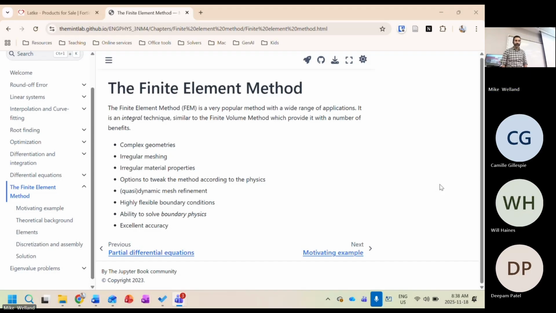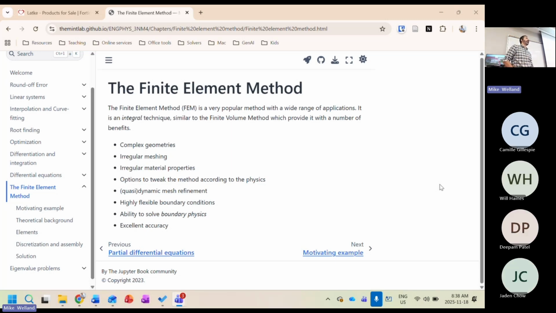All right. FEM, super popular for a wide range of applications. It's an integral technique, similar to finite volume, in that it doesn't focus so much on the continuity of the derivatives as it does on the integral properties of the equation.